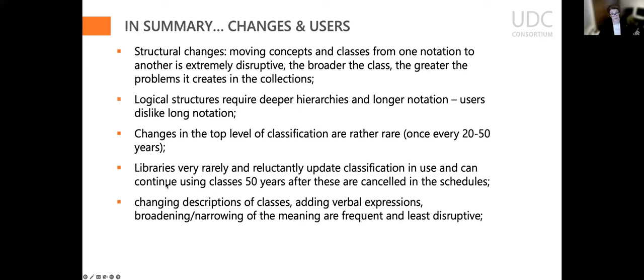And once you do this, libraries very rarely and reluctantly update classification. So there are many libraries nowadays that are still using the old UDC classification. So when you are comparing, you have to be aware of what you're comparing. While we all work on changing descriptions, we can tidy up the easy things: changing text, changing descriptions, changing names of languages, removing biases in naming. Those are easy things.